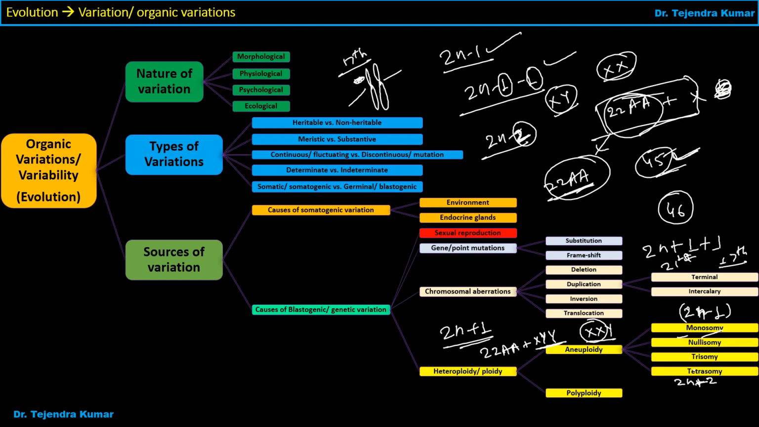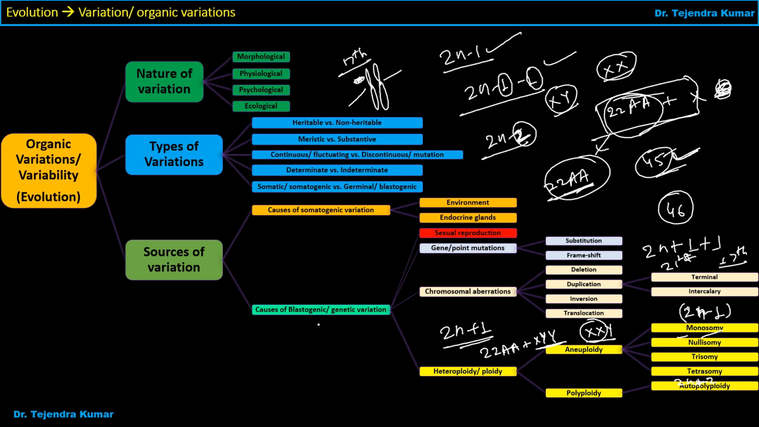Let's talk about polyploidy. Polyploidy means whenever a complete set of genome is changing. Let's see the differences. Polyploids are of many types. The first one is autopolyploidy. Autopolyploidy means it is from a single genome and is repeated twice or thrice. So this is called autopolyploidy.